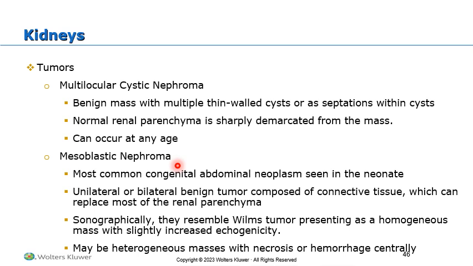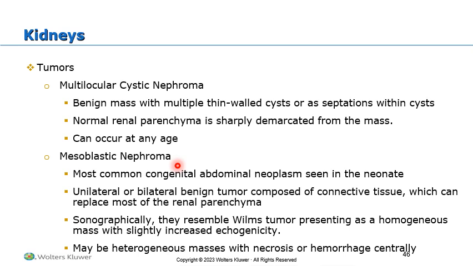They can be unilateral or bilateral. They are benign. They're composed mostly of connective tissue, and they can unfortunately replace most of the renal parenchyma. So while they are benign, they can have really poor kidney function because the good functioning parenchyma is being replaced here.